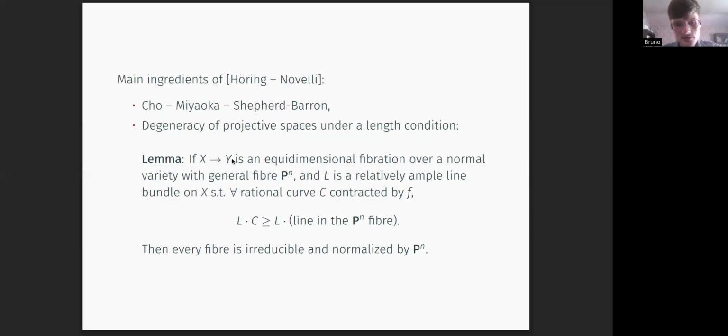If I have an equidimensional fibration with general fiber Pn, and I have a relatively ample line bundle on x, such that among rational curves contracted by F, so F is this fibration, right? So if I have a relatively ample line bundle such that among rational curves contracted by F, L has its smaller degree on the lines on the general Pn fiber, right? Then all the fibers are irreducible and normalized by Pn. Okay, and then with a little bit more work, they managed to construct this birational model of my elementary Mori contraction, which was a projective bundle.